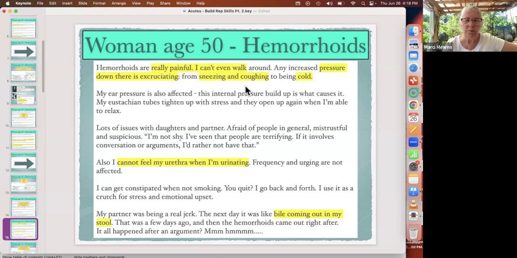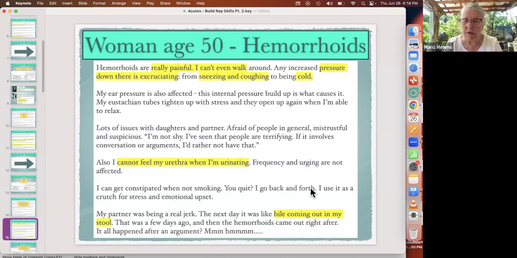So what's the complaint? Hemorrhoids are really painful, can't even walk. Sneezing and coughing, even being cold aggravate the pain of the hemorrhoids. Okay? Going to go down to the next one that I selected here: cannot feel my urethra when I'm urinating. That's really interesting, isn't it? We definitely should consider that, even though it's not part of the chief complaint, that is a concomitant.